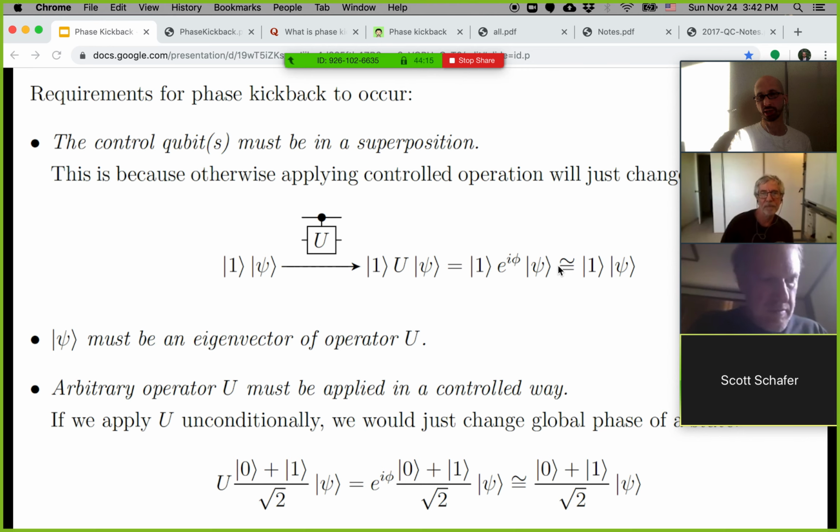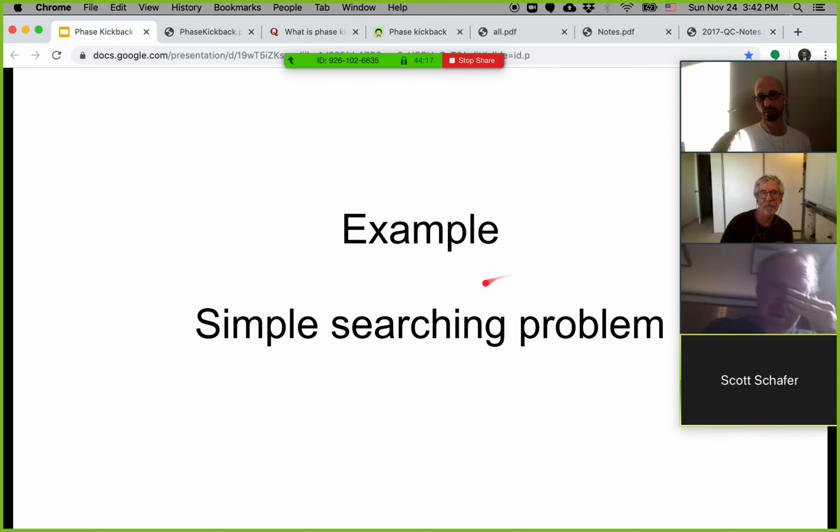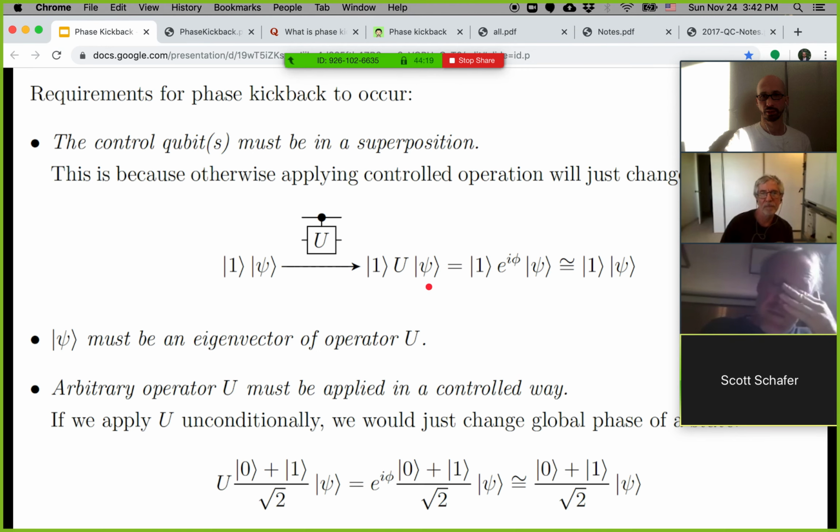I'm not sure that's actually correct notation. I use the equals sign with a tilde or something. That may be incorrect, but I use it anyway. Okay, so this is the first requirement.